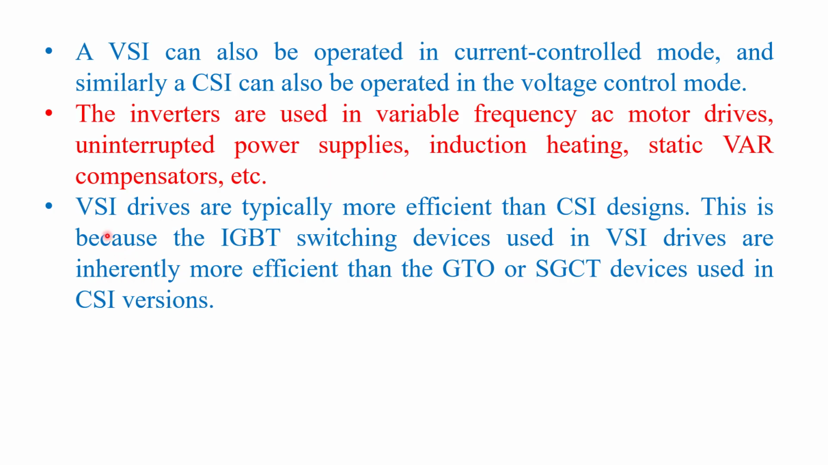Next is, voltage source inverter drives are typically more efficient than current source design, or we can say that voltage source inverter drives have higher efficiency than current source inverter drives, because voltage source inverter drives use high switching speed devices just like IGBT or MOSFET, whereas current source inverter drives use less efficient devices just like GTO or thyristors.